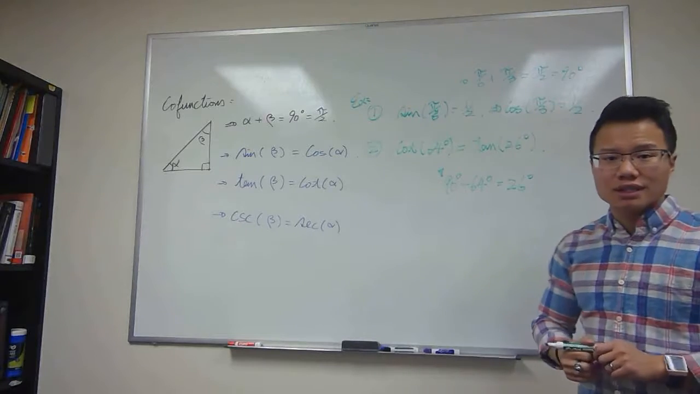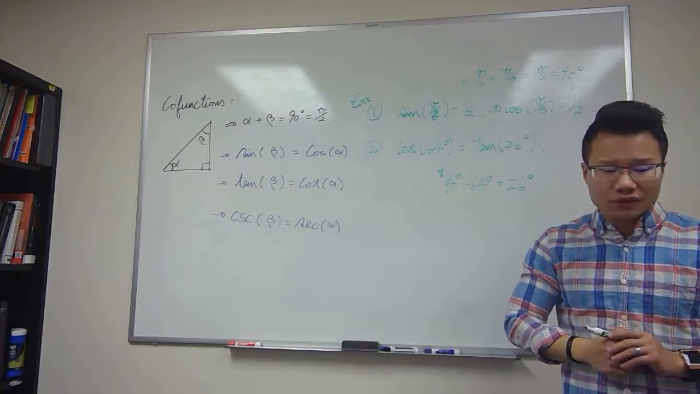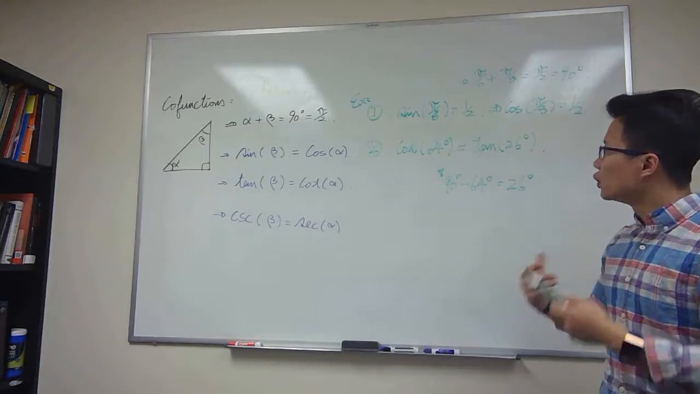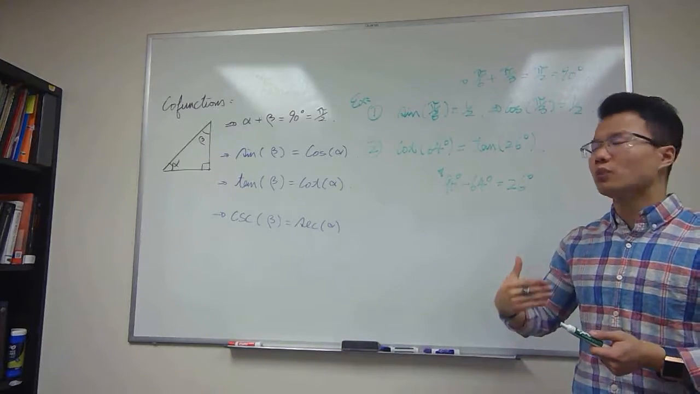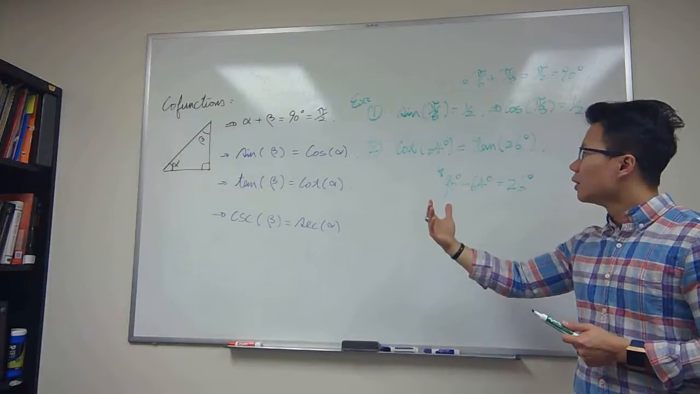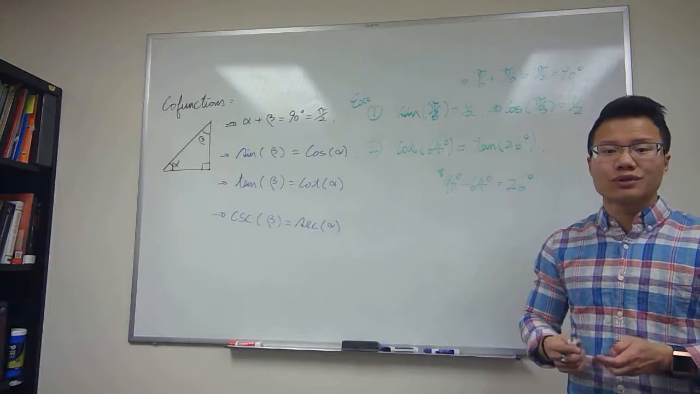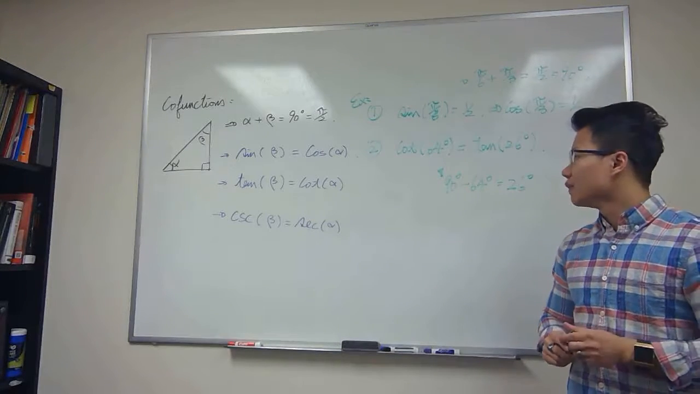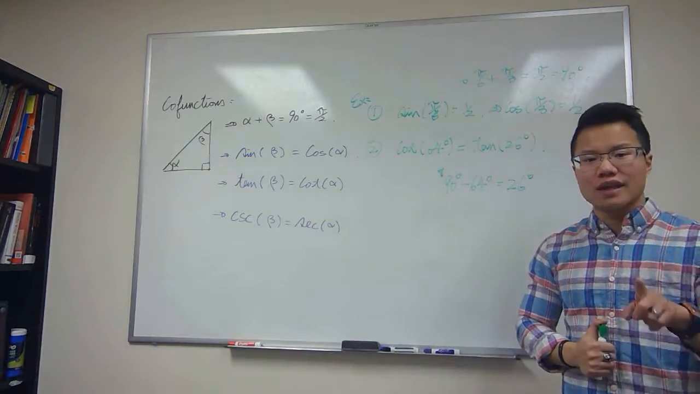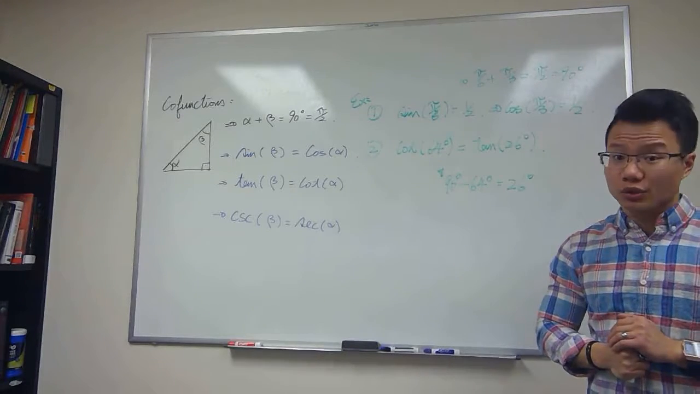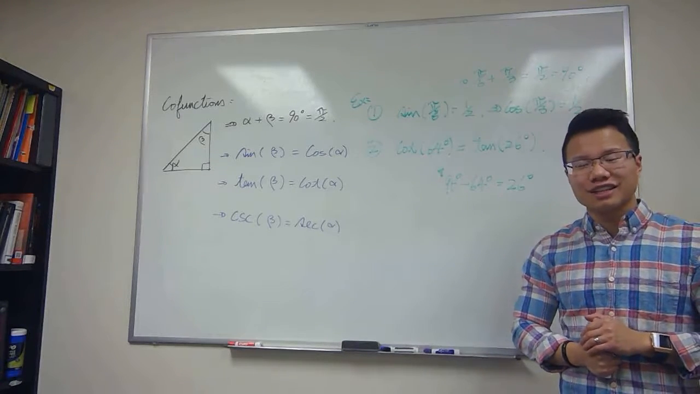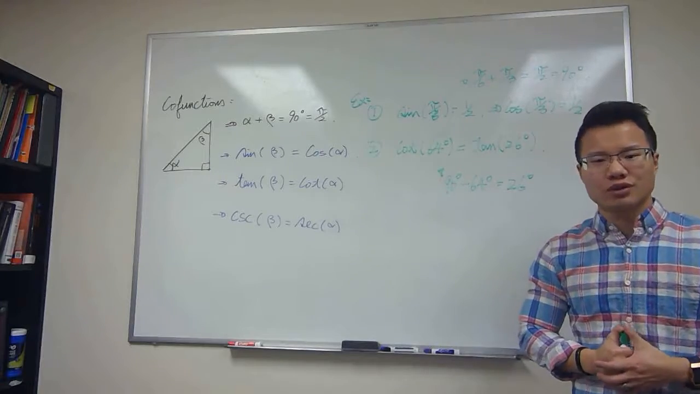So the cofunction itself is actually not that difficult, but it's really useful when we come to memorizing the unit circle and stuff like that. That will come in handy in the next section, where we're talking about the unit circle, and you guys need to start memorizing it.